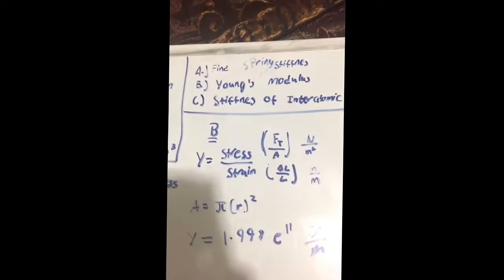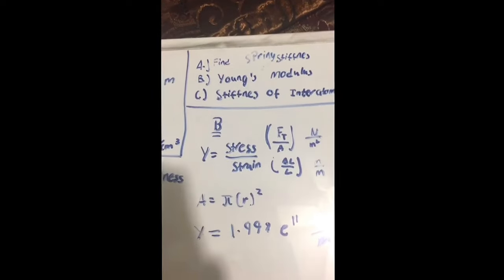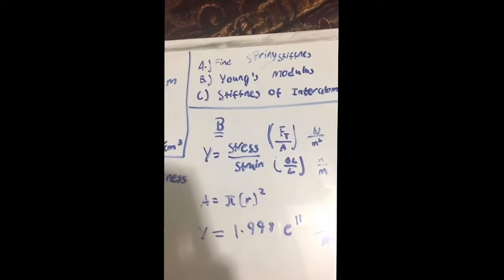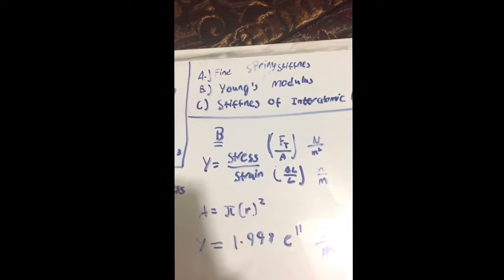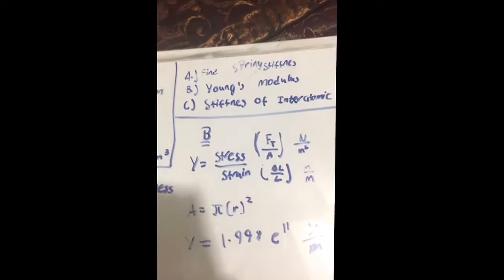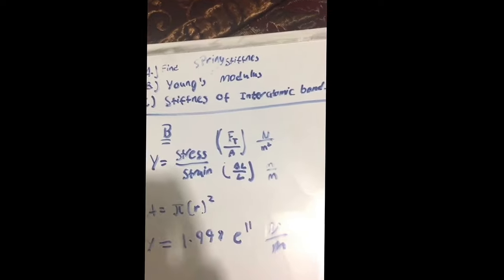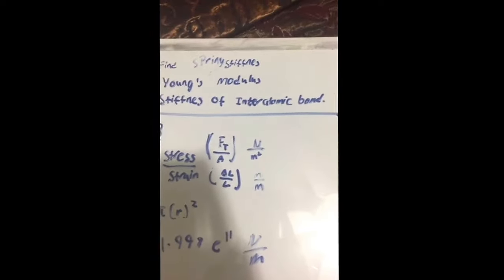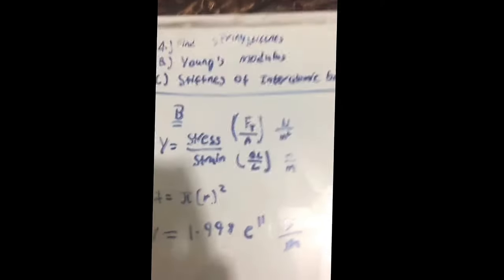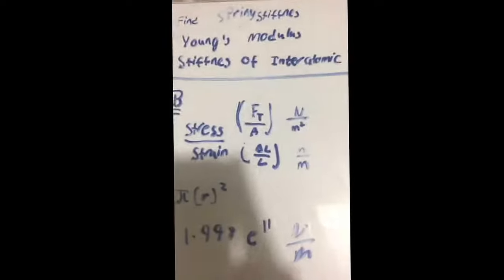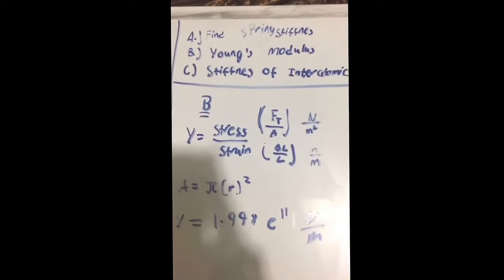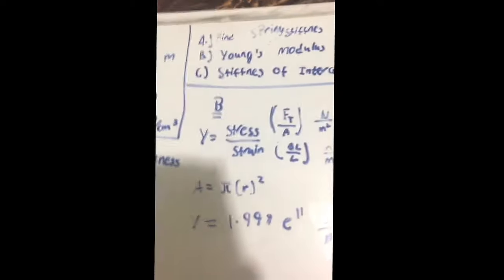To find Young's modulus, you had to use the equation Y equals stress over strain, where stress represents the tension force over area, and strain is just delta L over L. Tension force over area has the units of newtons over meters squared, and the units for strain is m over m, which are dimensionless. So the units for Young's modulus should be N over m squared.